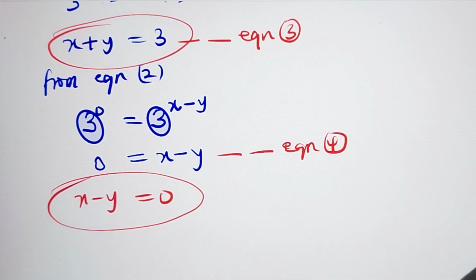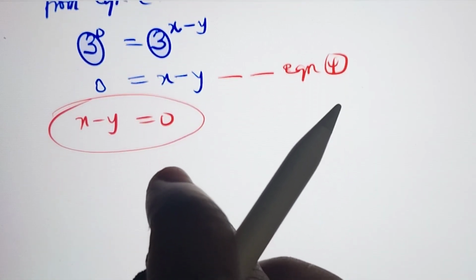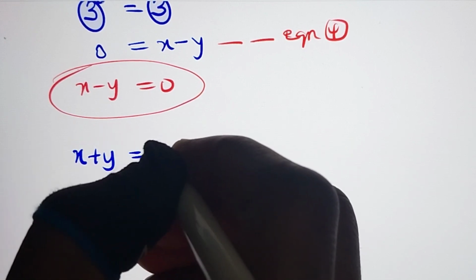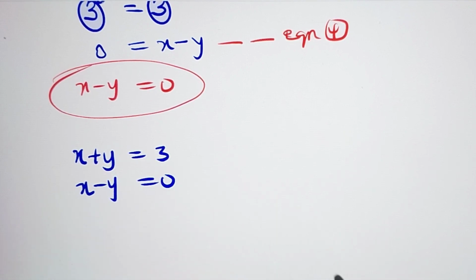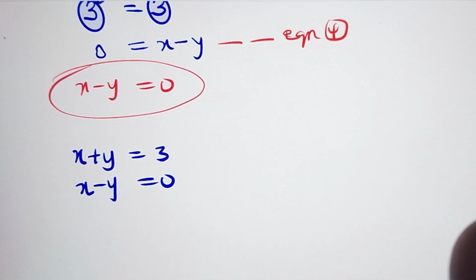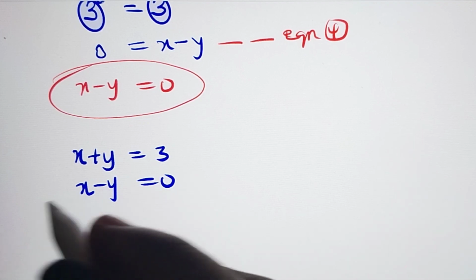I can simply write them below each other like this. The first one is x plus y equals 3, while the second one is x minus y is equal to 0. What method of simultaneous equation do you think we can use for this type of question? There is the elimination method, there is the substitution method. There are other methods, but these are the only two simply applicable methods in this case. So I'm going to use elimination.